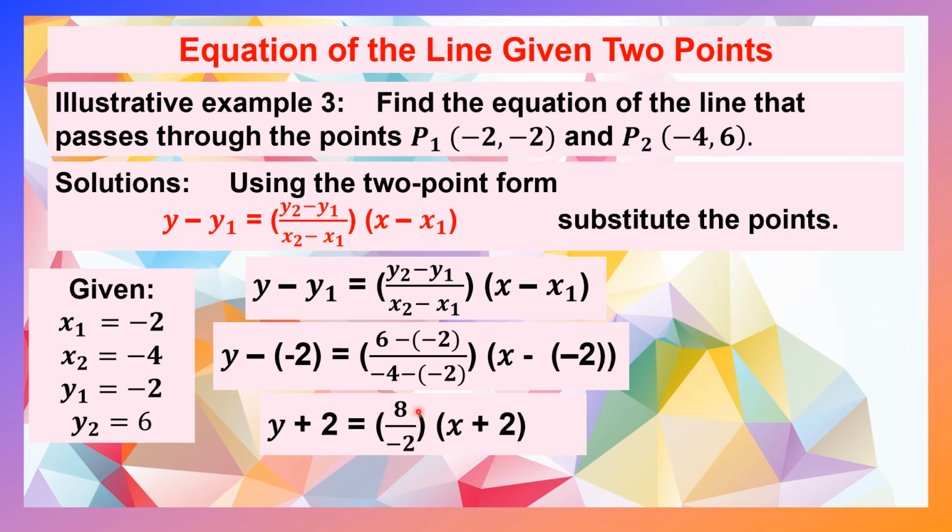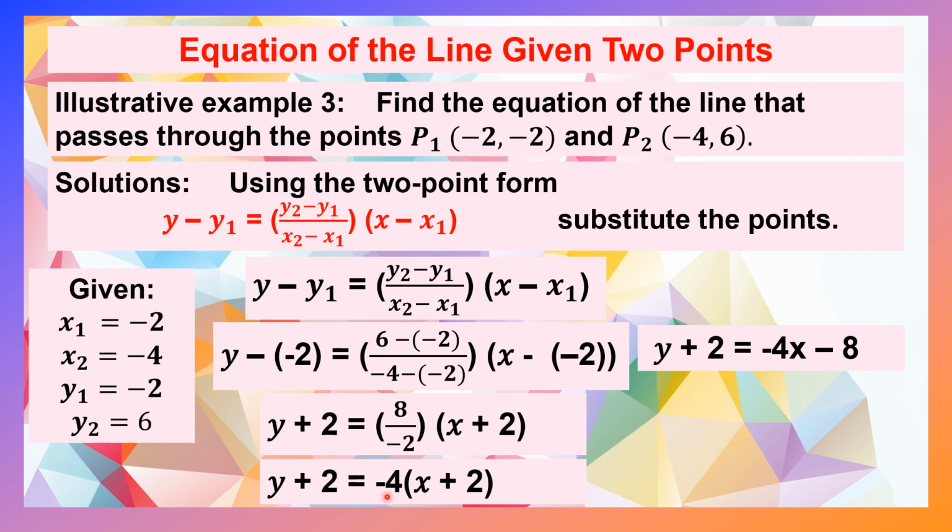Simplifying this, 8 divided by negative 2 is equal to negative 4. Then just copy y plus 2 and the equal sign. And on the other side, copy the x plus 2. So multiplying these 2, we have now negative 4 times x is equal to negative 4x. Negative 4 times positive 2 is equal to negative 8. And then, just copy y plus 2 and the equal sign.